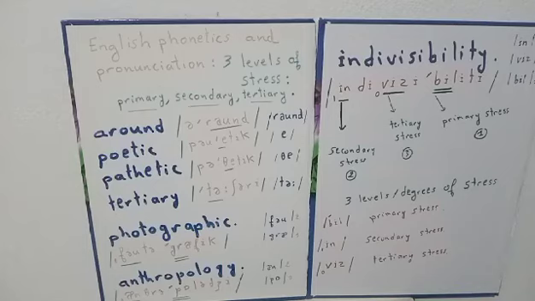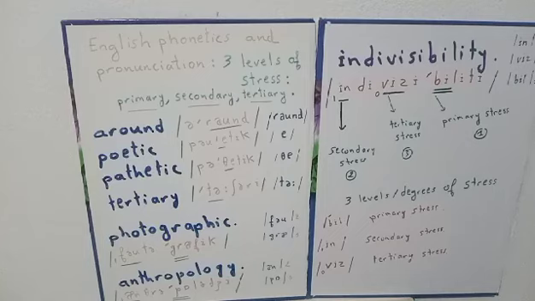In the first list, we have around, poetic, pathetic, tertiary. As you see, the first word has a stress on round. We put the stress in the second syllable, around. Also, the second word, we put the stress on a, we say poetic. And also the third word, we put the stress on the, we say pathetic. And the last word is tertiary. We put the stress on ter, the first syllable, we say tertiary.